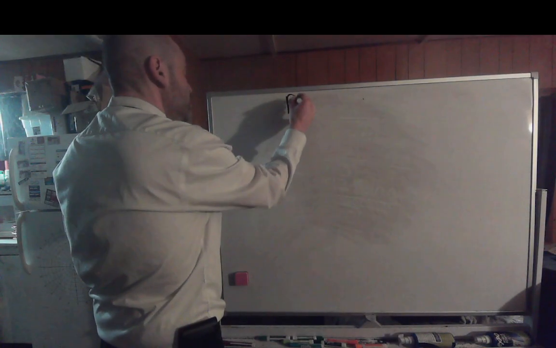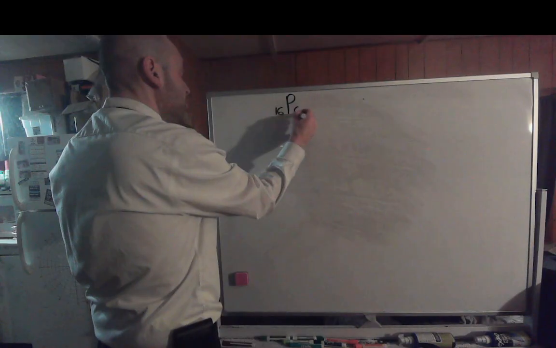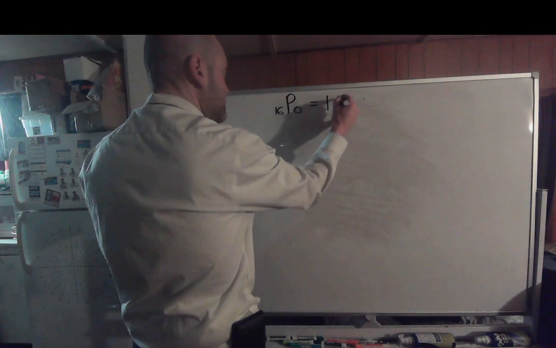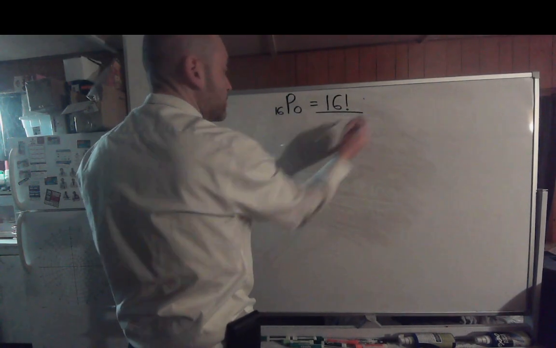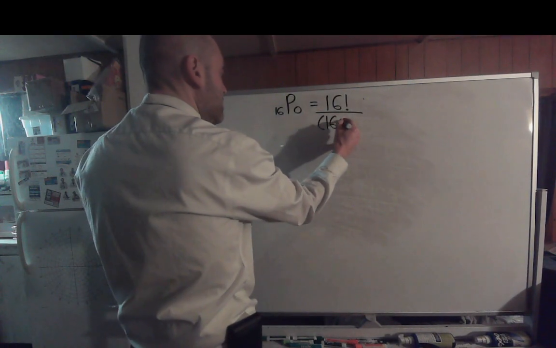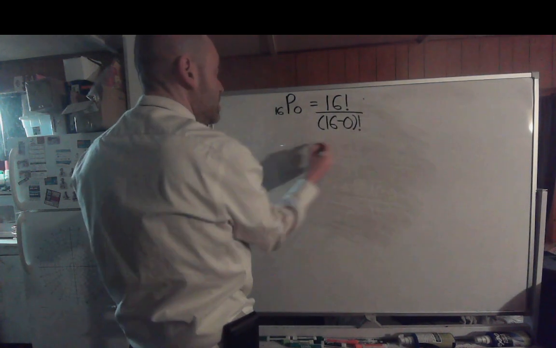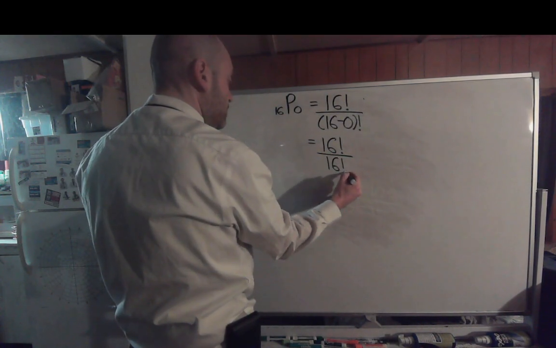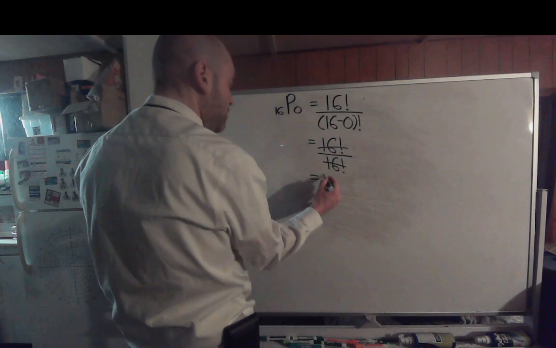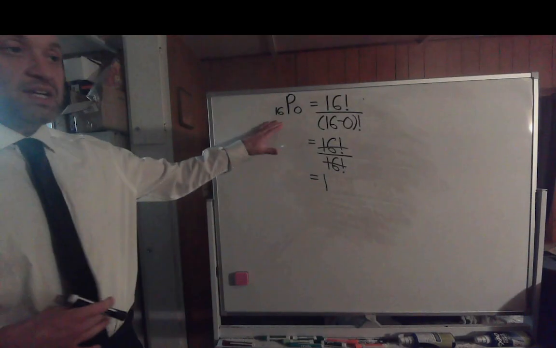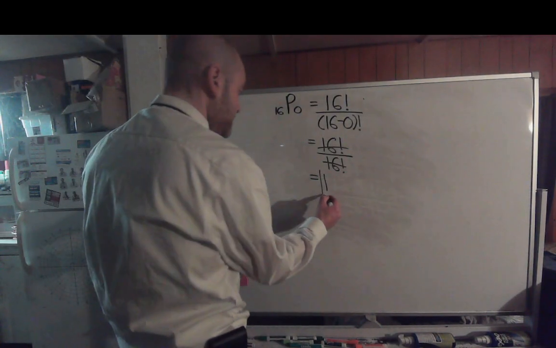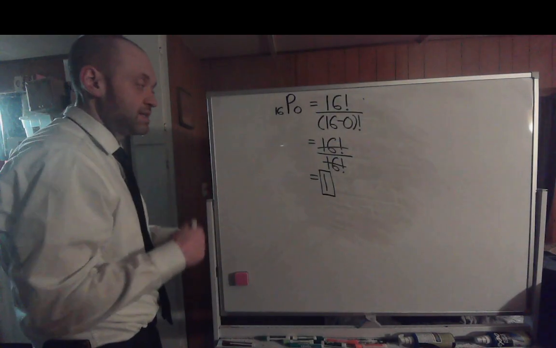I have the permutation of 16 items taken 0 at a time. So that's going to equal, of course, my 16 factorial all over the quantity of 16 minus 0 factorial. Well, that would equal 16 factorial all over 16 factorial. These cancel out. You only have one possibility. If you take 16 items 0 at a time where the order matters, there's only one permutation for that.